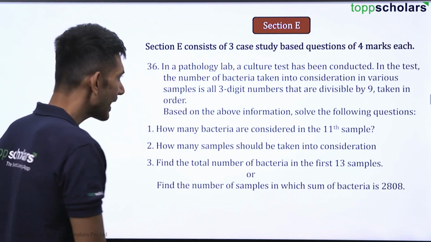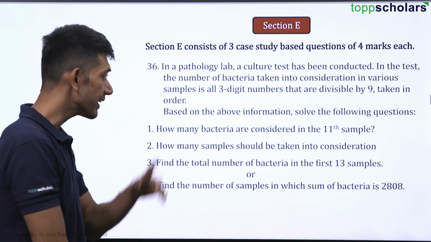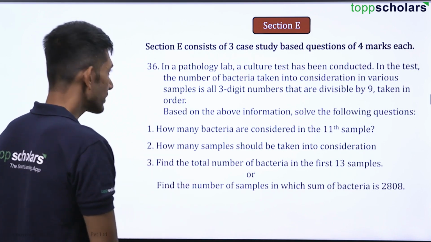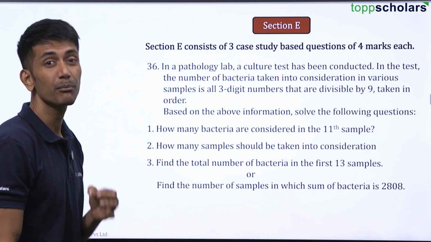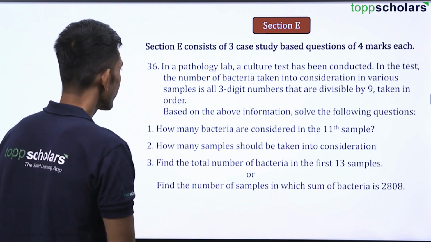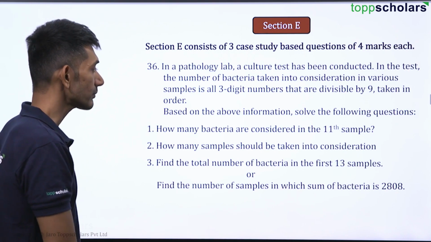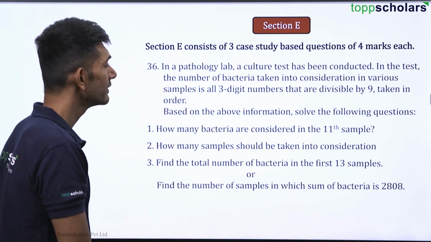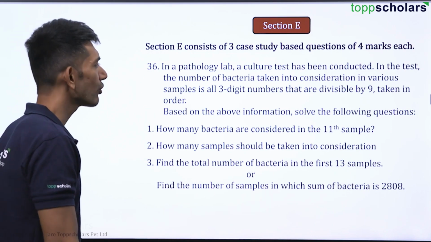See, so many things are there. So in a pathology lab, a culture test has been conducted. So a test is conducted in a lab. The number of bacteria taken into consideration in various samples is all 3-digit numbers that are divisible by 9, taken in order. So based on the information, solve the following questions.